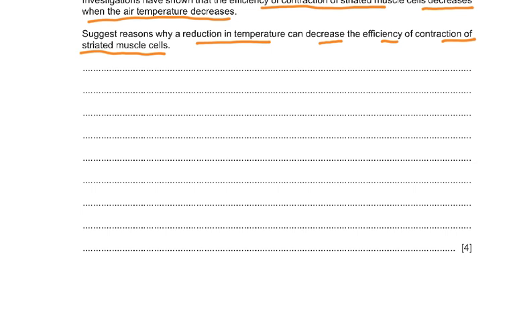So any 4 marks out of these, and you could have come up with quite a few points. Suggest reasons why a reduction in temperature can decrease the efficiency of contraction of the striated muscles. So reduction in temperature means less respiration rate, less ATP produced, reduced activity of enzymes, and then you can talk of the enzymes that are responsible in muscular contraction.